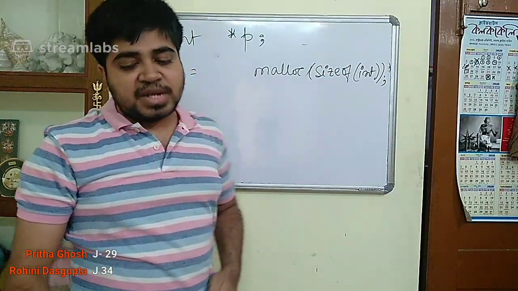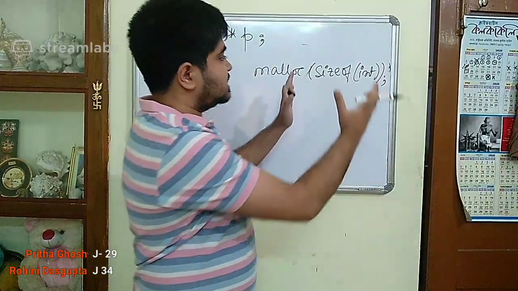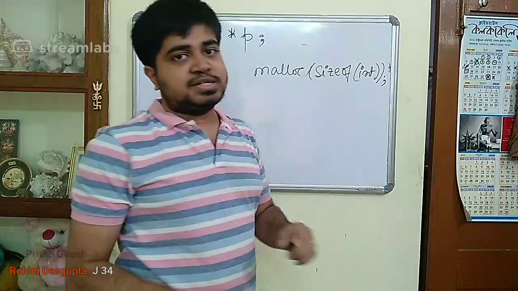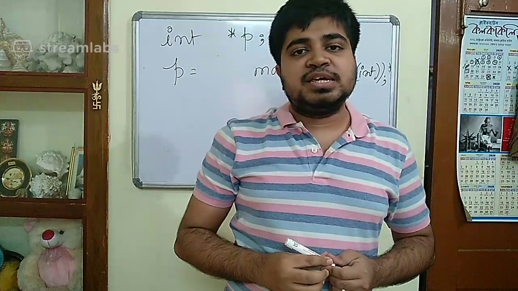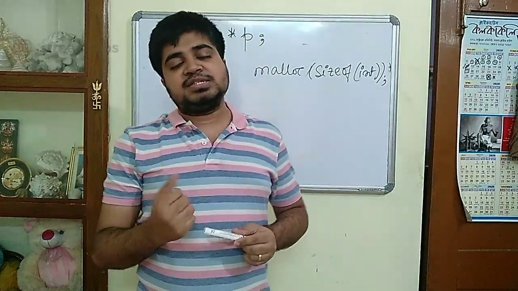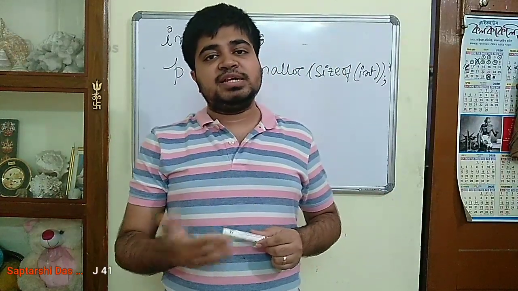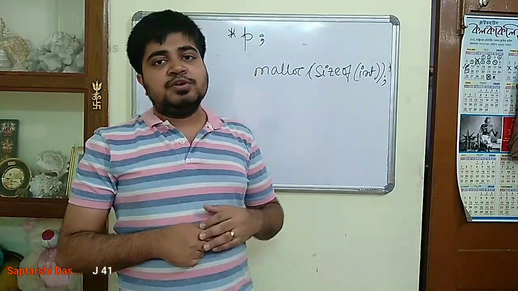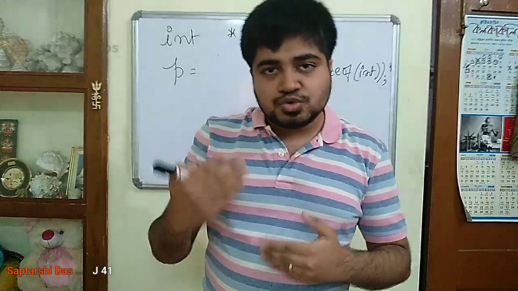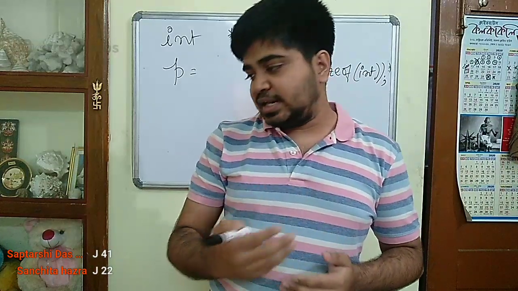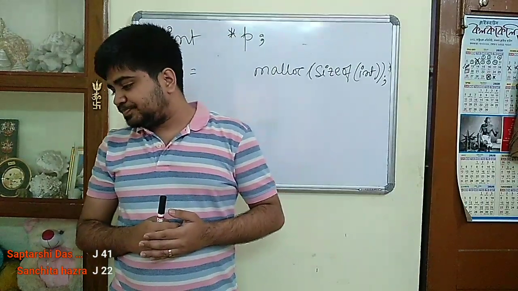So malloc is memory allocation, and within malloc what I specify is the size of integer. The size of integer, if it is a compiler which has a 4-byte integer, will be 4 bytes. If it's 2-byte, then it's 2 bytes. So accordingly, all these things happen.